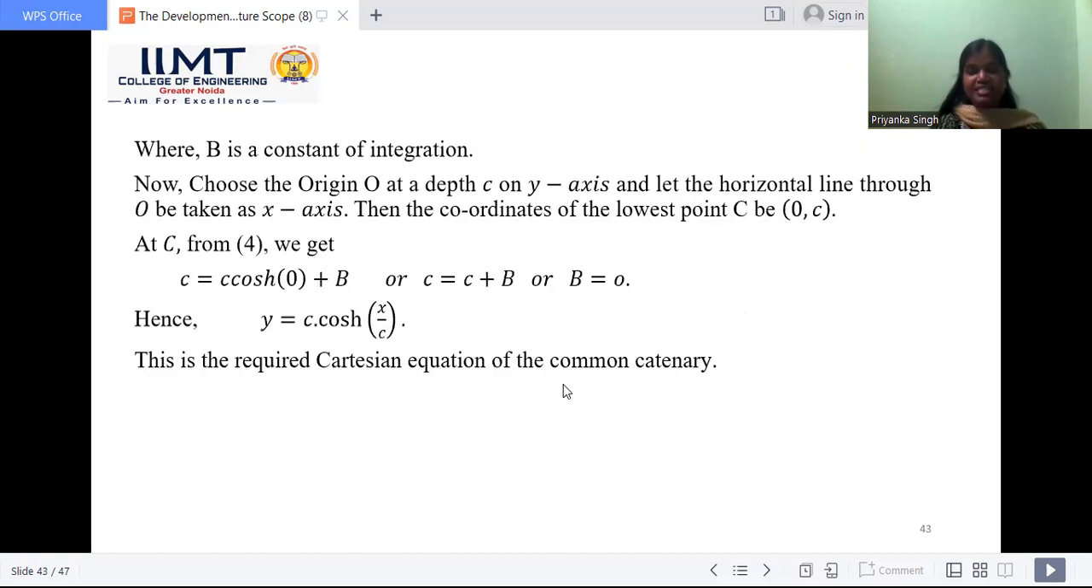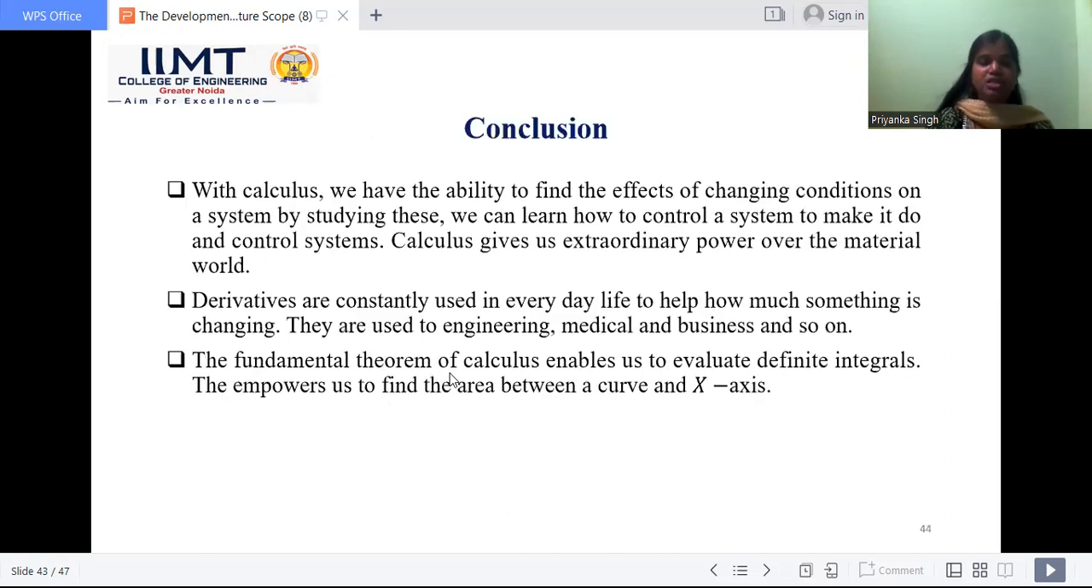Now I find the constant value of b. Choose the origin O at depth c on the y-axis and let the horizontal line through O be taken as the x-axis. Then the coordinates of the lowest point C are (0, c). At C, from equation 4, we get c is equal to c cos hyperbolic 0 plus b. Cos hyperbolic 0 is equal to 1, so c is equal to c plus b, so c is cancelled and b is equal to 0. So we find y is equal to c cos hyperbolic x upon c. This is the required Cartesian equation of the common catenary.